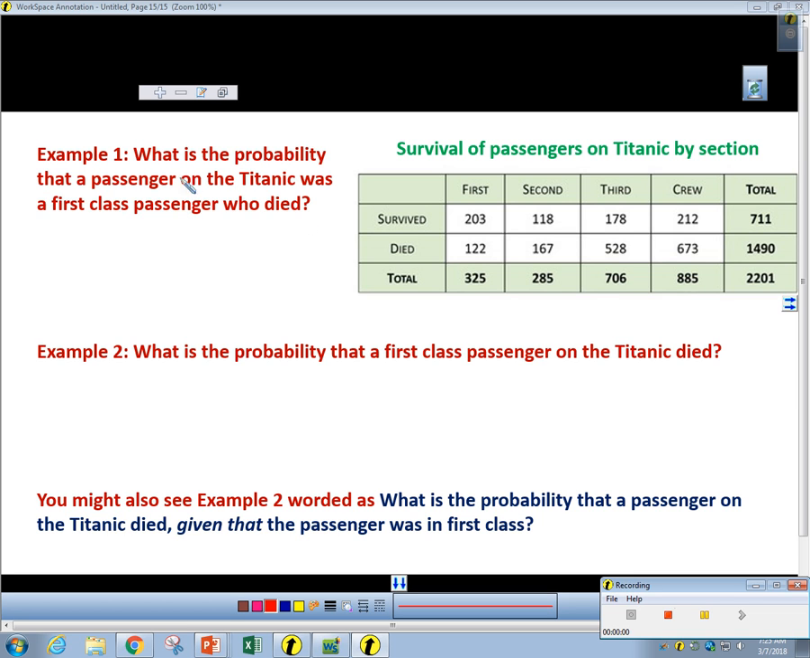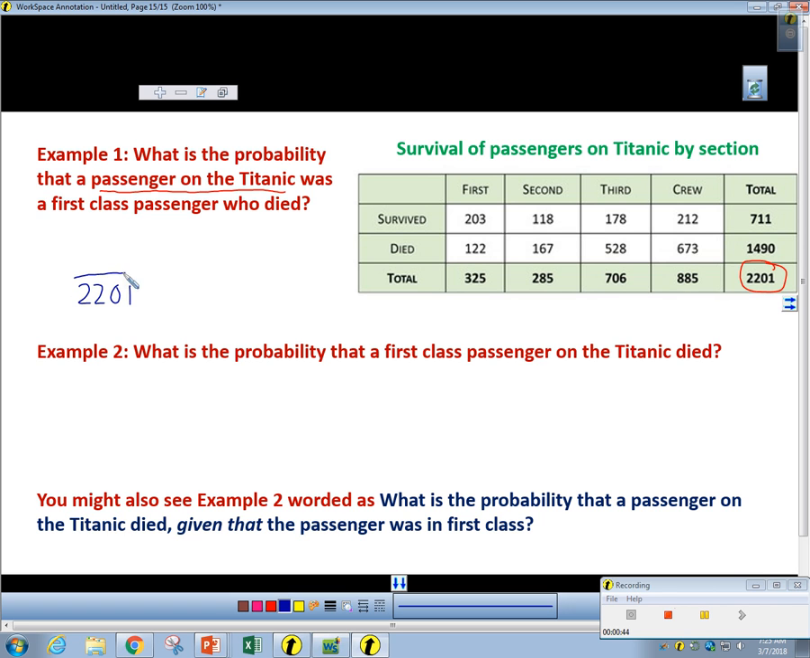So the key here is, how does this start? It starts with the probability that a passenger on the Titanic. So passenger on the Titanic, we're talking about everybody. So we're talking about this number right here, 2201. That's our total, so that's going to go on the bottom. Let me change the color. So 2201 goes on the bottom.